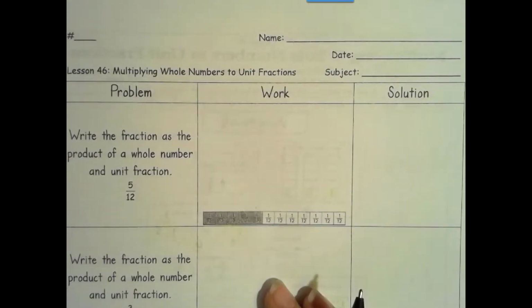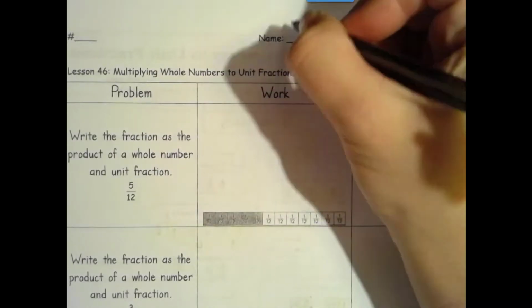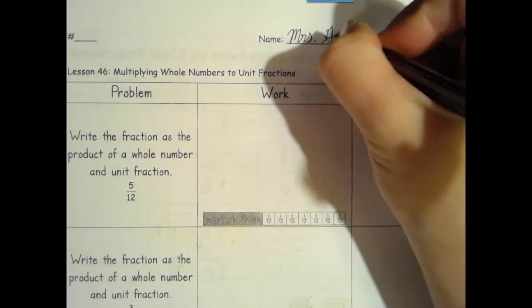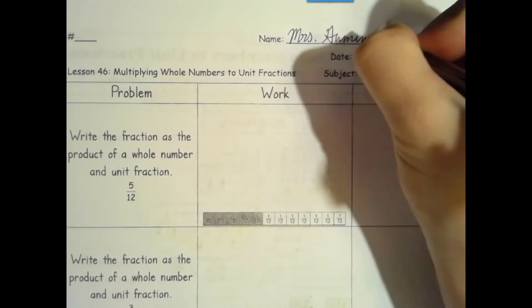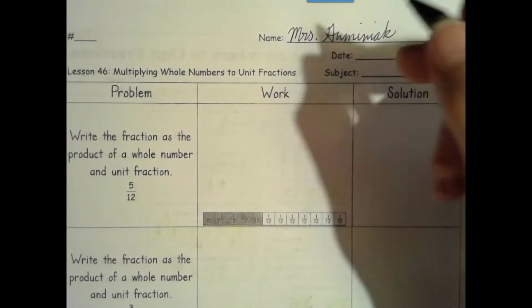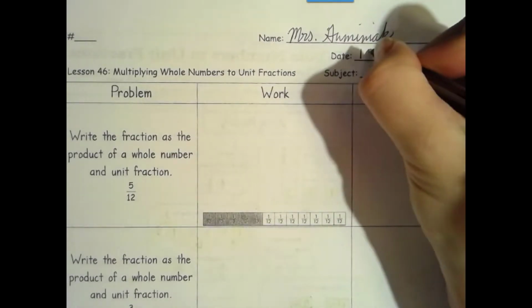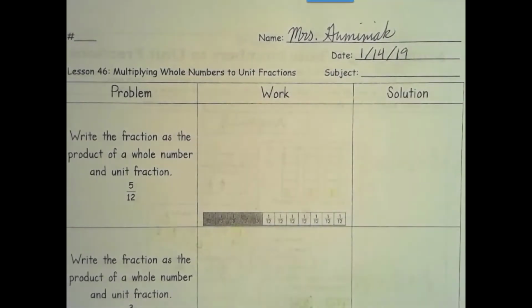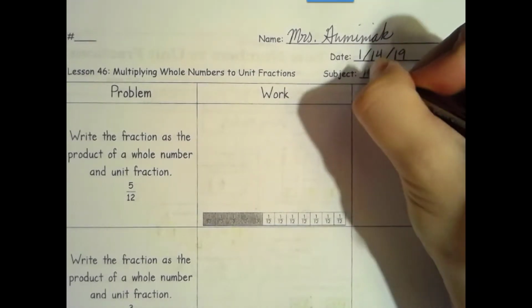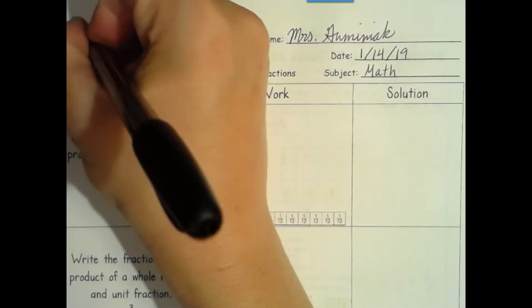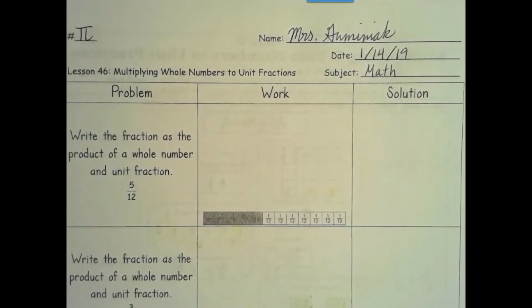Alright, so now we're on to part 2 of lesson 46. Please put your heading on, name, number, date, first and last in cursive. Remember to put the date that you're actually working on these notes, not necessarily the date I am writing. Our subject is math, and my number is pi.